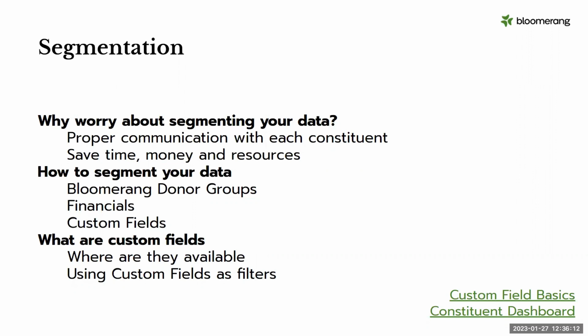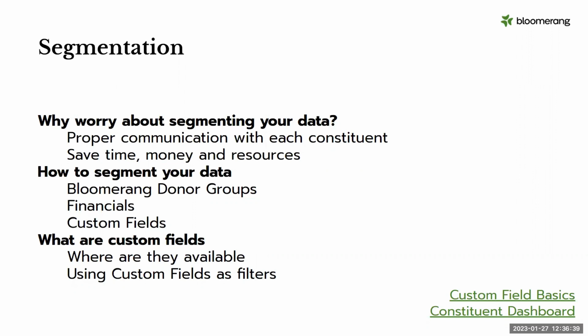Now, there's several ways to think about segmenting your data. We have Bloomerang donor groups, which allows you to segment by high-level metrics based on the donor lifecycle stage. For example, whether someone's a prospective donor or a current donor or a lapsed donor. Also by donor type, are they a new donor? Are they retained or were they recaptured? Or are they a recurring donor?